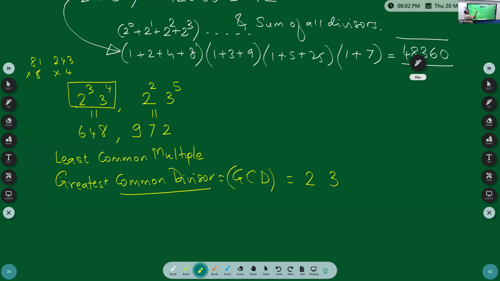2 raised to 1 will be available here as well as here. 2 raised to 0 will be available here as well as here. 2 raised to 2 will be available only here, not here. Sorry, here and here. 2 raised to 3 will be available only here, not here. Similarly, 3 raised to 5 will be available only here, not here. Therefore, if I want a common divisor in the list of divisors, I should take the smaller amongst the two by comparing them. Therefore, I will write 2 here. Similarly, I should take smaller amongst these two.